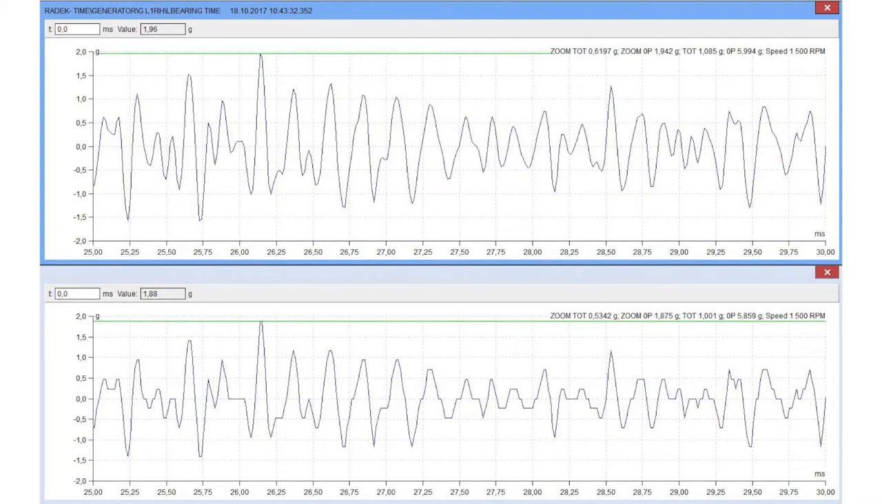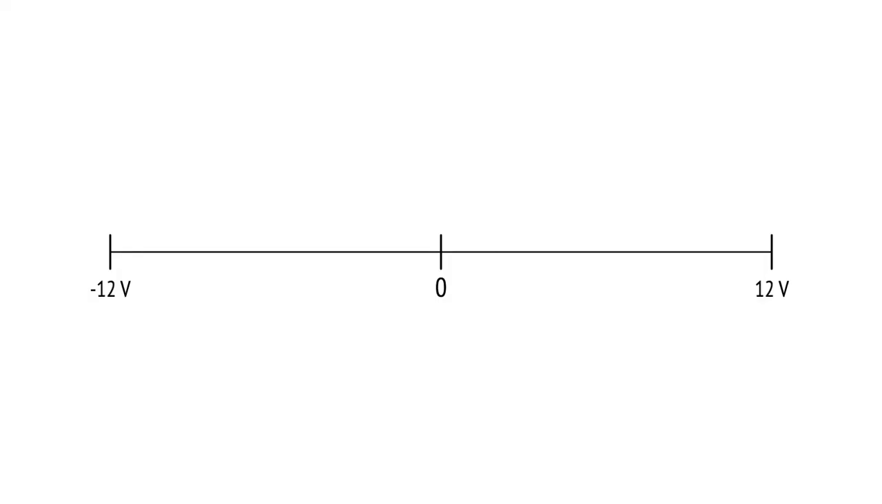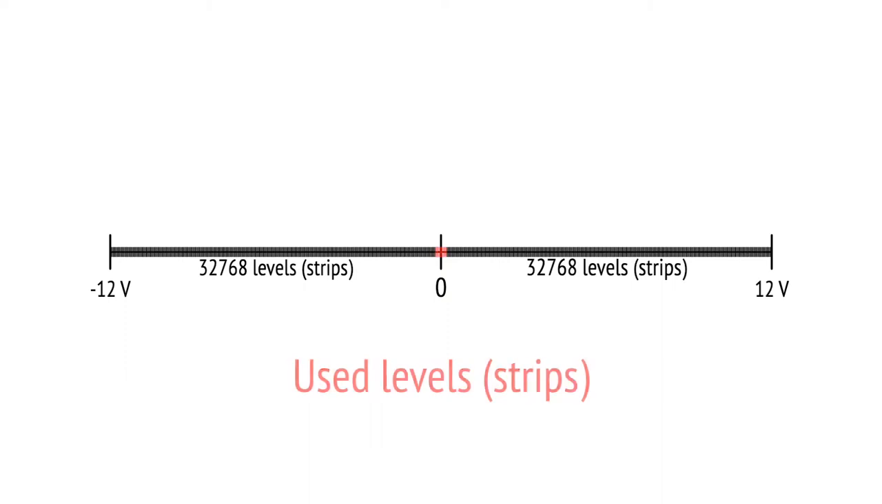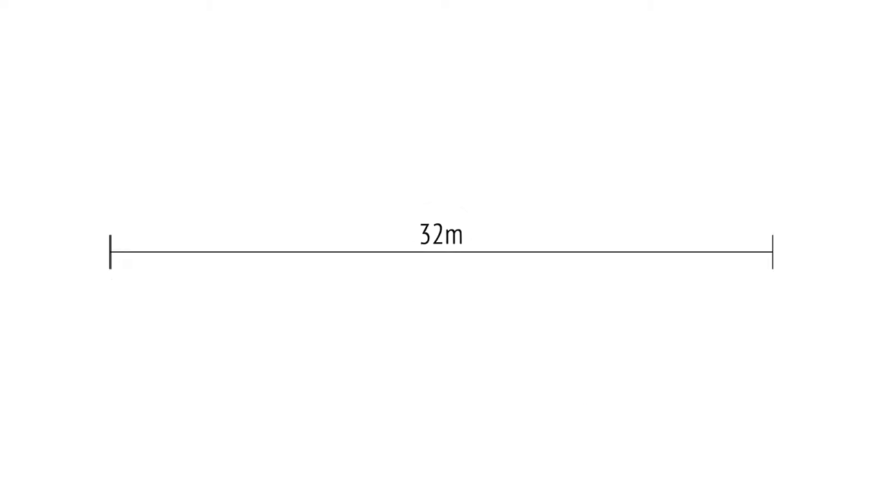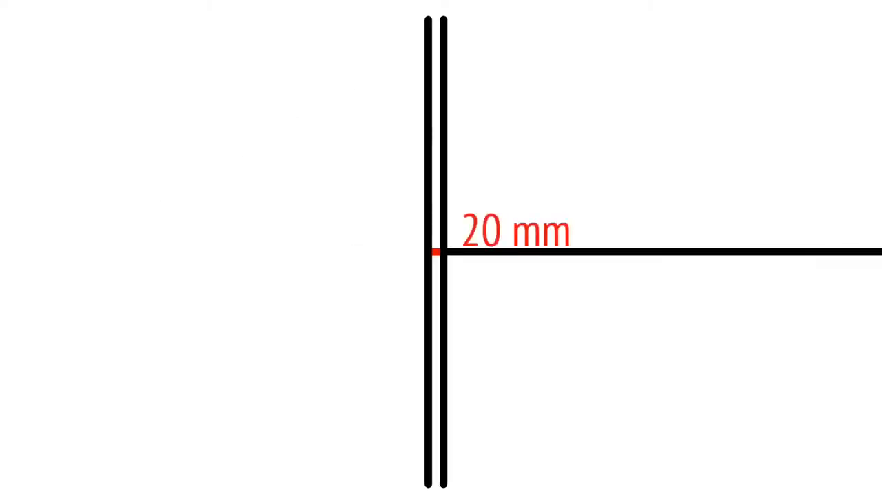The normal signals in practice can have only several millivolts and we need to measure them. It means we would work with just the 10 or 20 lowest levels from the 32 thousand which are available. Imagine a scale 32 meters long, and you just use the first 20 millimeters for measurement. It is bad news. You need a better scale.